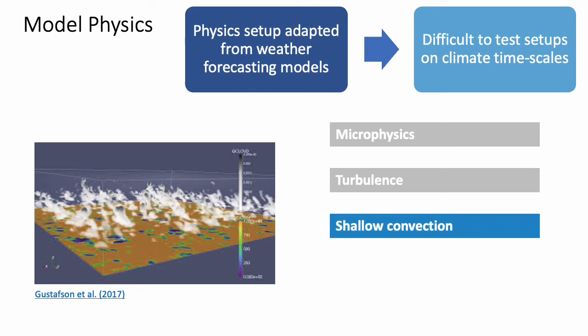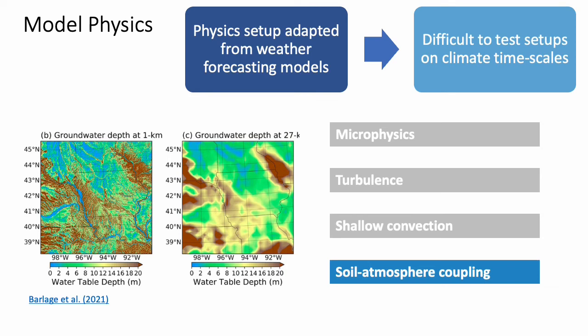And last but not least, there are, of course, connections to other Earth system components. I'm mentioning soil atmosphere coupling here, but the same is actually true for ocean atmosphere coupling as well, or coupling to other components like sea ice and land ice. But this is a really nice study by Mike Ballage, which was really eye-opening for me, where they showed that land atmosphere coupling fundamentally changes if you go to high resolution.